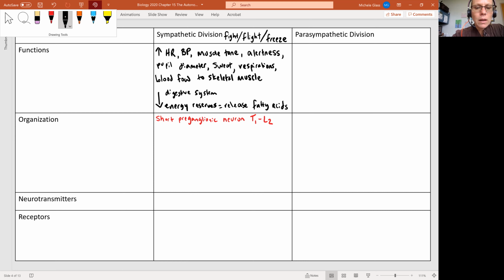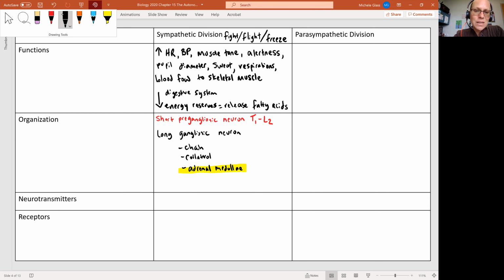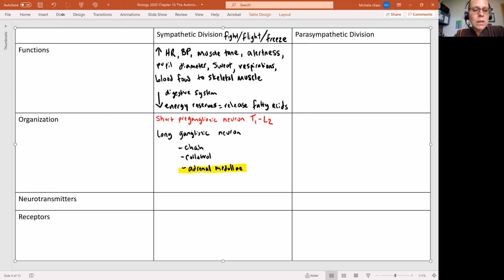And then we had the long ganglionic neuron. And this is going to be located in either the sympathetic chain, the collateral, or the adrenal medulla. I'm going to write that as the plural form, and I'm going to highlight it because remember when we talked about the adrenal medullae, we said there were several things that were different. So one thing that was different was in this case, you had a long preganglionic neuron and you had a short ganglionic neuron.